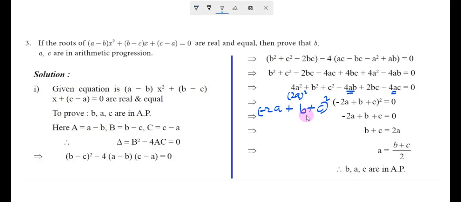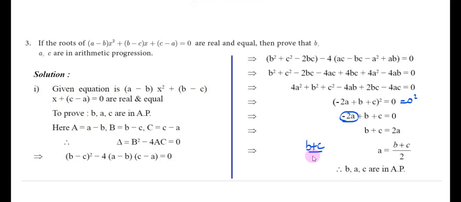So minus 2a plus b plus c the whole square equal to 0. Now remove this 0, so take 0 square. Taking square root on both sides, we get minus 2a plus b plus c equal to 0. Move this 2a to the right side, so b plus c equal to 2a. Move this 2 to the left side as a denominator: multiplication, when it comes to the left side, becomes a denominator. So b plus c by 2 equal to a. Let us change the order, so a equal to b plus c by 2.